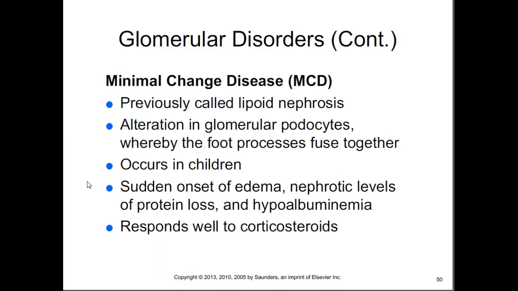And then minimal change disease, right, is also called lipoid nephrosis. You might see alterations in the glomerular podocytes. Remember, the podocytes are the cells that also provide part of the membrane of the glomerular filtration membrane, excuse me, right? So they fuse together, right? Occurs in children, right? You might see edema and nephrotic levels of protein loss and hypoalbuminemia, but this responds very well to corticosteroids.